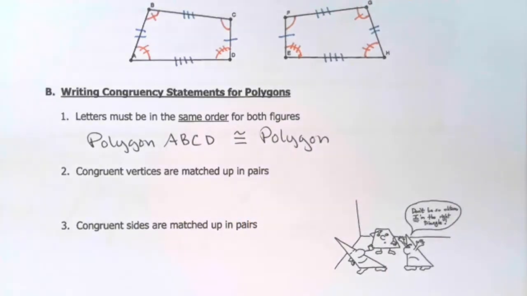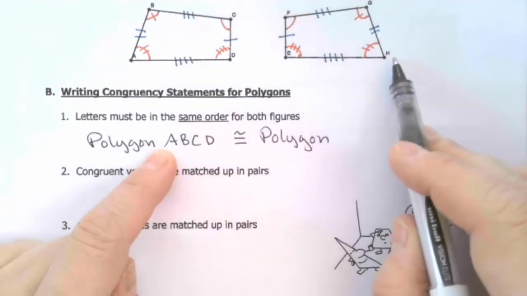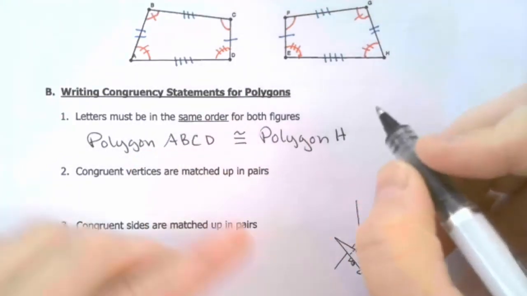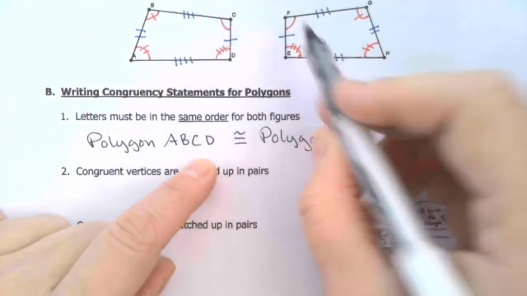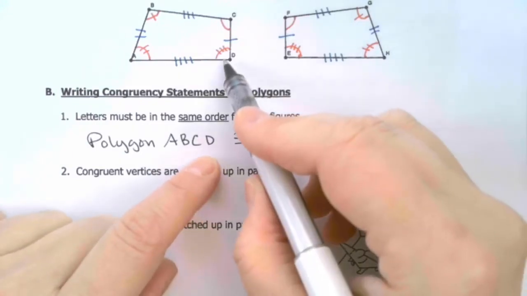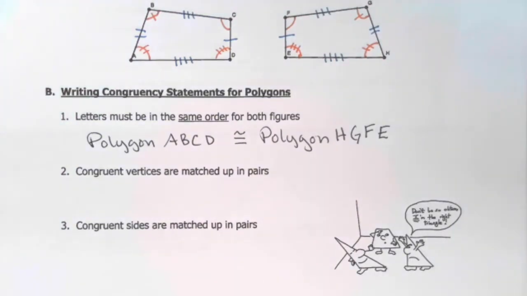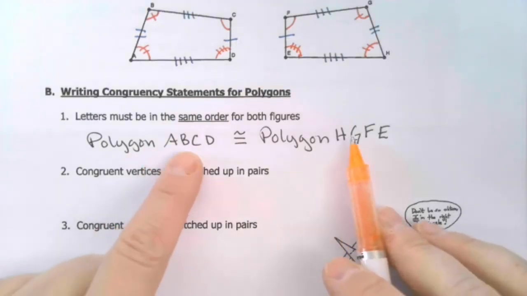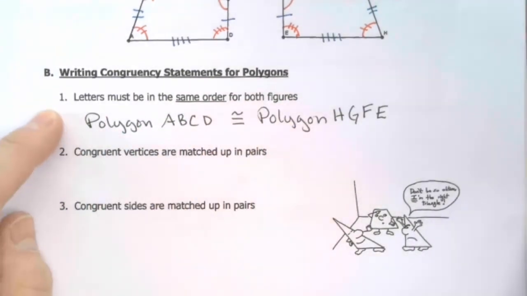And here's where you have to match them up. A, with the double hatches, is paired with H. B, with a single hatch, is paired with G. C with nothing is paired with F. D with 3 is paired with E. So if you were reading this statement, then you would know that first vertices match, second match, third match, and fourth match. So this is the congruency statement for the polygon, and then here's the statement for the matching vertices.